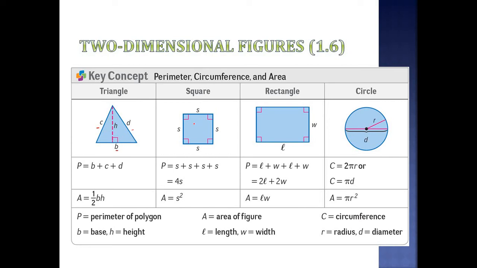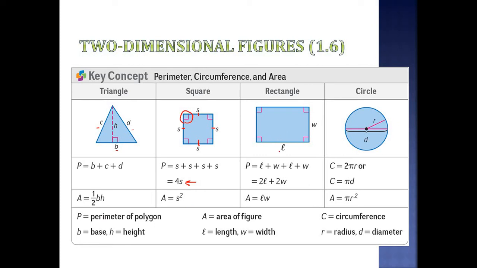A square is an interesting polygon. It's a regular quadrilateral because all four sides are congruent, so it's equilateral, and all of our interior angles are right angles, so they're all congruent. So a square is a special type of quadrilateral, and we'll talk about all the different properties of quadrilaterals in chapter 6. But the perimeter of a square is simply the sum of the four sides, so that's how we get 4s, and the area of a square is the side squared.